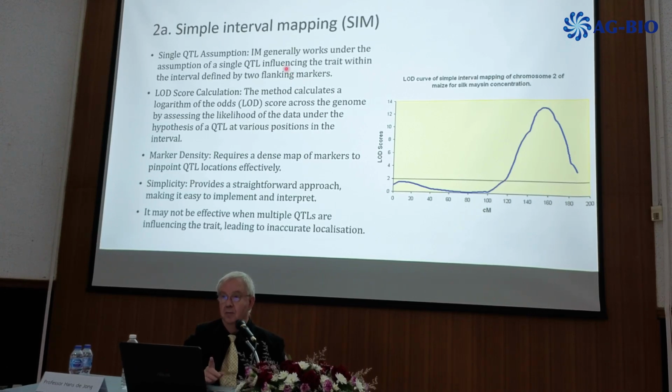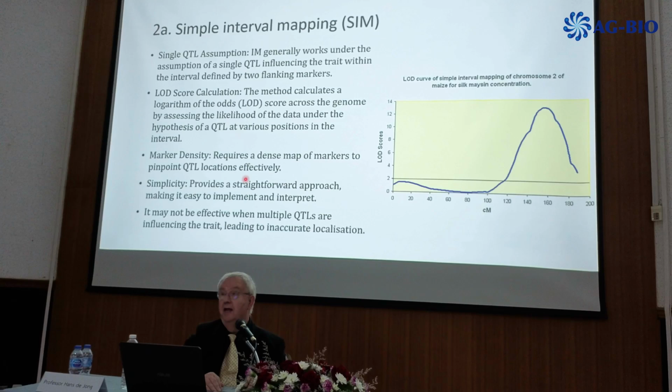So you have two flanking markers and you know, okay, my QTL is clearly associated with one marker, but also associated with the other marker. And you already did a genetical mapping, so you know that the two markers are somewhere on the chromosome, so your QTL must be somewhere between these two markers. What you need is a dense map of markers to pinpoint the QTL locations effectively.